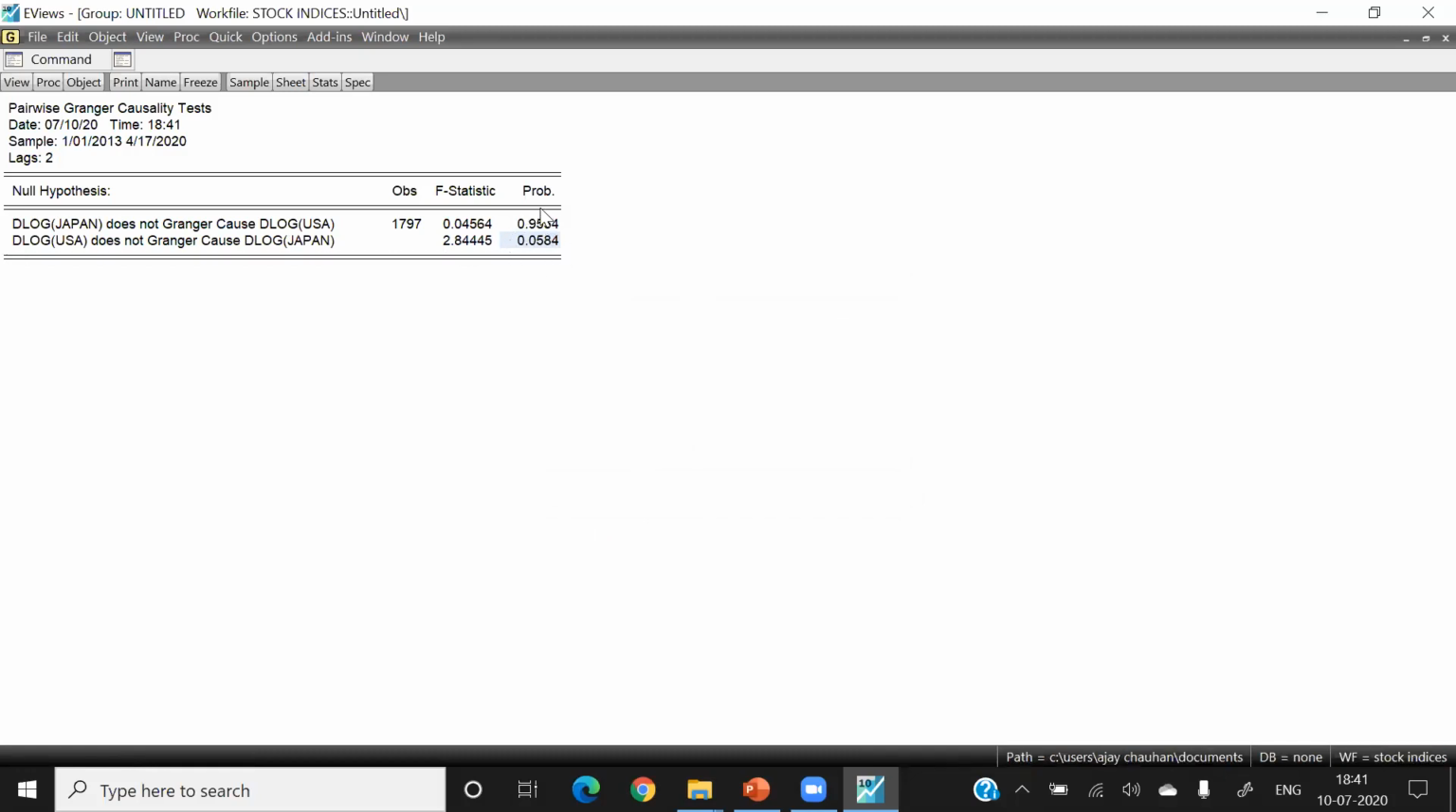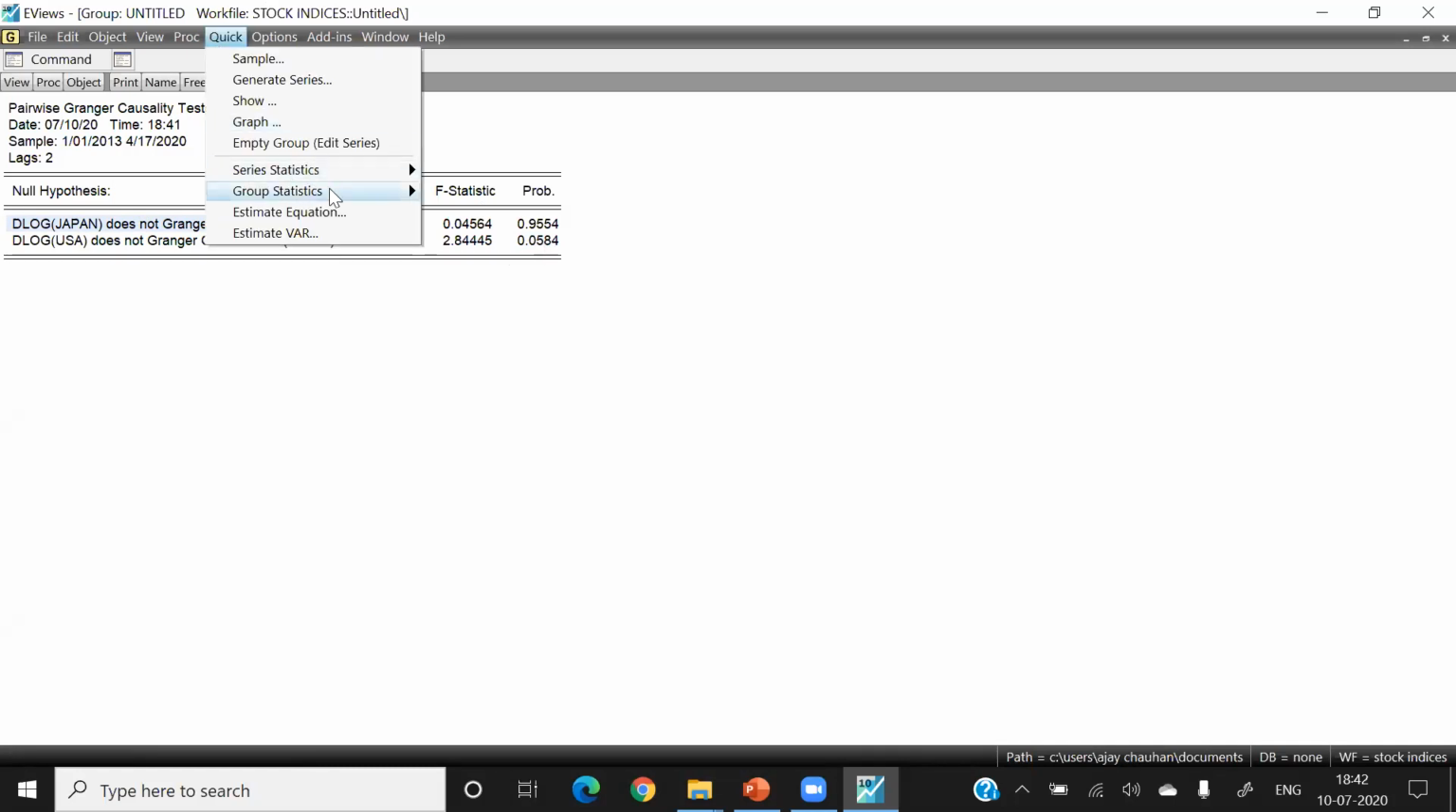Here the result is telling that USA is not causing Japanese market, right? Means there is no causality in the direction of USA to Japan. To some extent we can reject it because this is a borderline case, and the first hypothesis in which we are assuming that Japanese is not causing USA, we are totally rejecting this hypothesis. So we are rejecting the null hypothesis in first case, but we can reject the hypothesis in second case only to some extent.